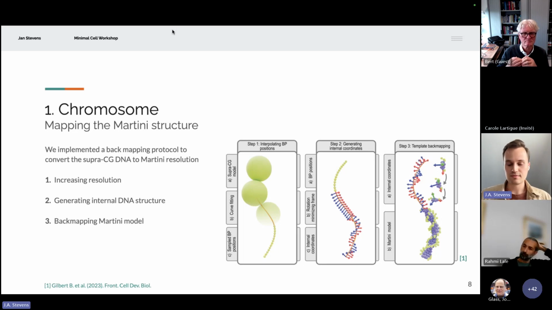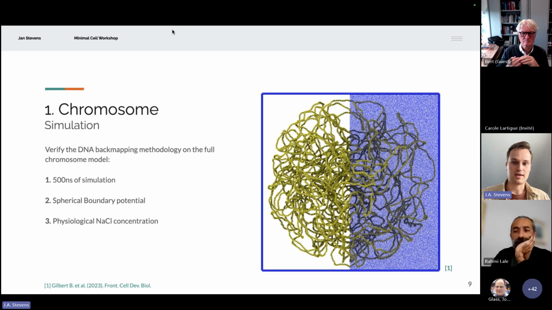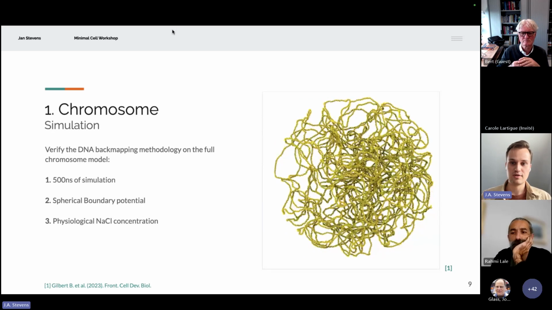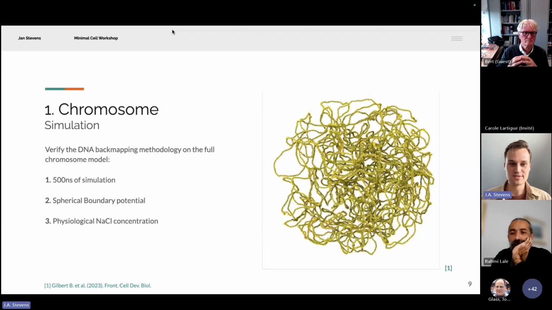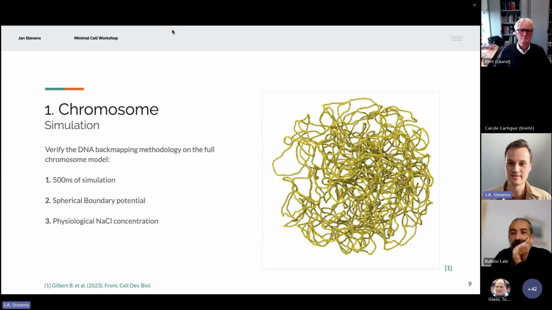I won't go into details on how we performed this mapping, but to verify our mapping, we ran a few hundred nanoseconds of simulation of a chromosome of the cell, which is shown here on the screen. I hope the movies translate okay over the video call.